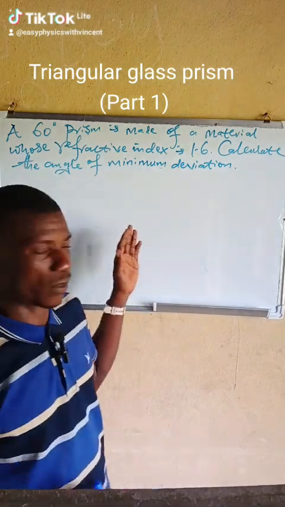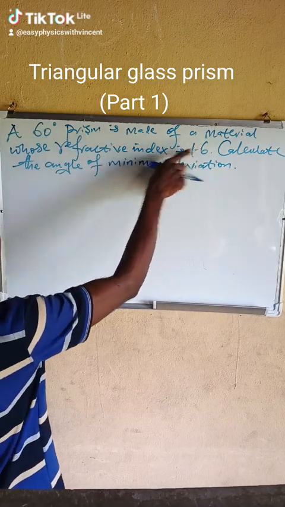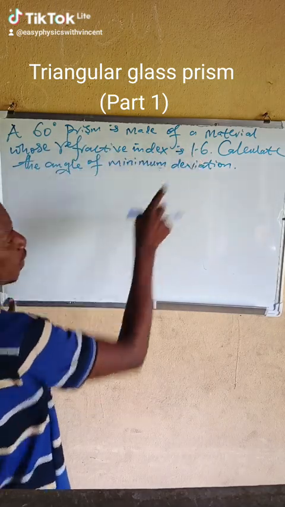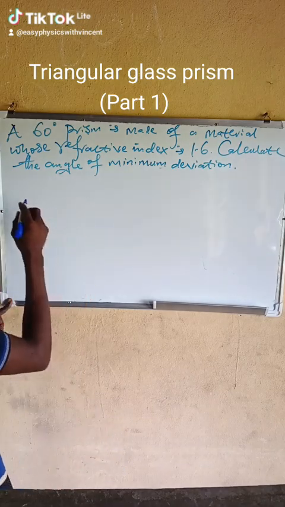Today I want to solve a problem on a triangular glass prism. That is light waves. You are given a 60-degree prism. It's made up of a material whose refractive index is 1.6. Calculate the angle of minimum deviation.